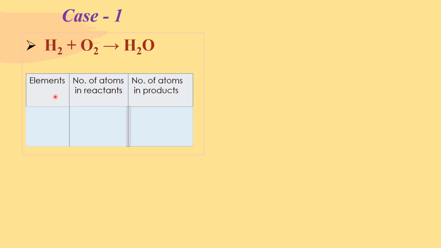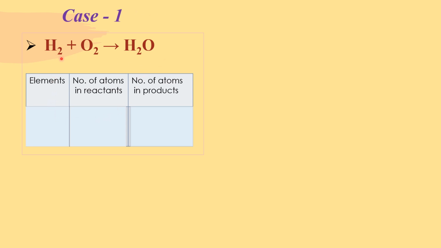Consider case 1 where we have the equation H2 plus O2 gives H2O. Here hydrogen and oxygen are the reactants and the water molecule formed is the product. What we are going to do is record the following things in a table. In the first column we will list the elements present in the given equation. In the second column we will write down the number of atoms of each element present on the reactant side. Similarly, in the third column, we will write down the number of atoms of each element present on the product side.